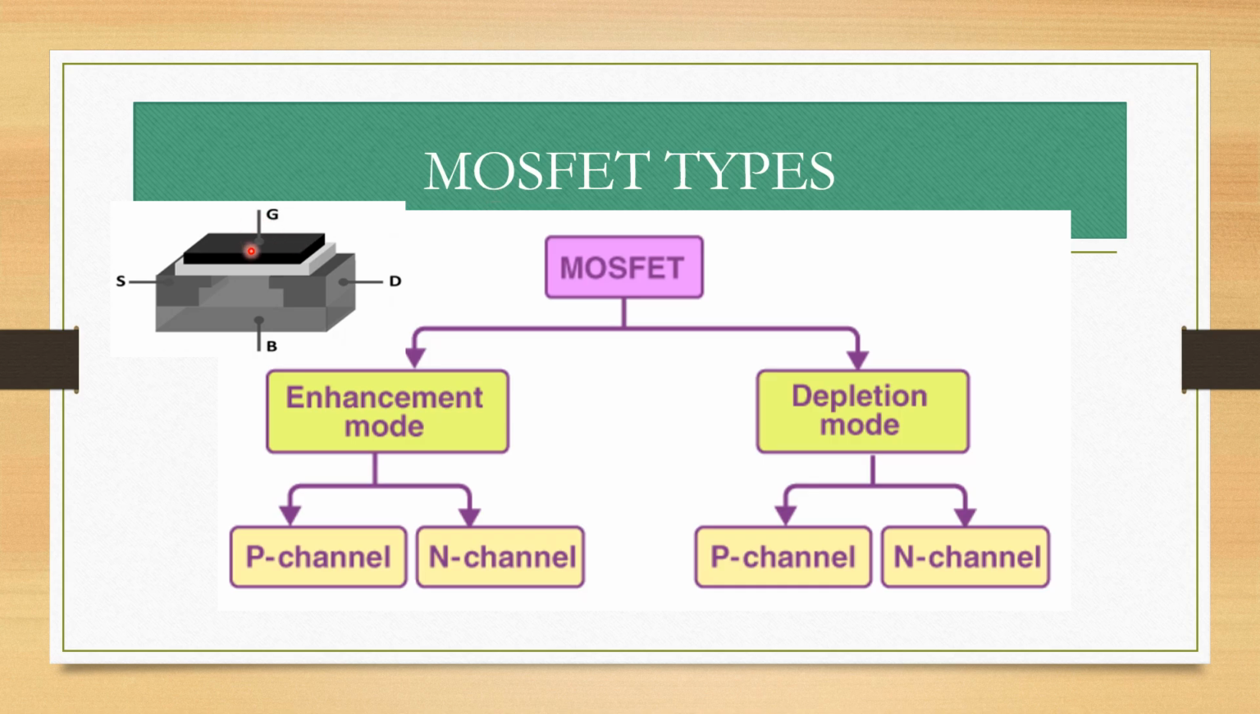Hence the name: this is metal, this white color one is the silicon dioxide, so metal oxide, and here you will be having the semiconductor material. Hence the name metal oxide semiconductor field effect transistor.